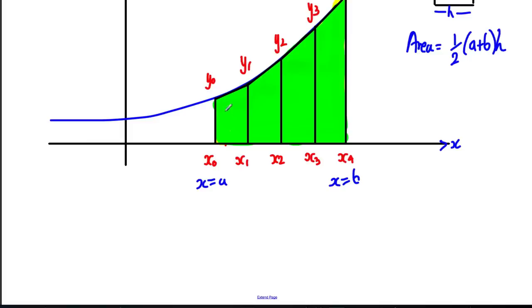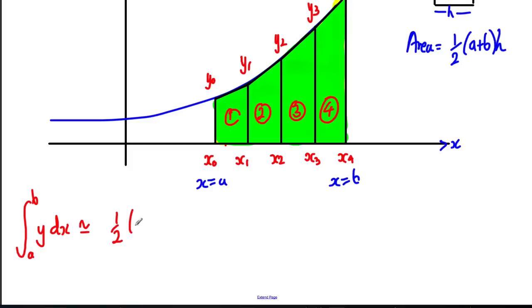Let's call this trapezia 1, 2, 3, and 4. So the integral of y dx between a and b is approximately, it's not exactly, it's approximately the sum of 1, 2, 3, and 4. Now, what is the area of this trapezium? Well, it's a half.